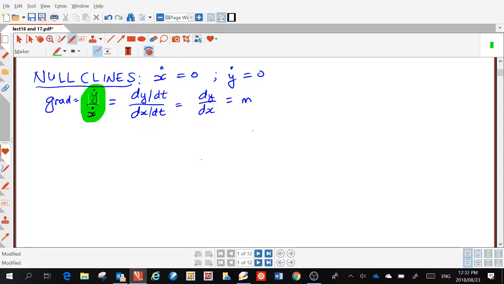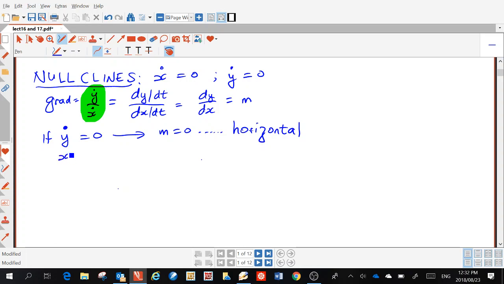If you take a look at that guy, the green one, you can see if y dot is 0, then m is 0. Then you're talking about a horizontal gradient. We're talking about vectors that are horizontal. If the gradient is 0, then it's horizontal. On the other hand, if x dot is 0, look at the green guy, then the gradient is infinite. You're dividing by 0, that's infinite. The meaning of that is vertical.